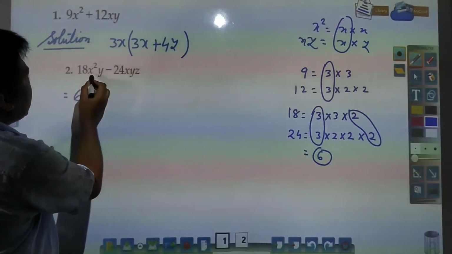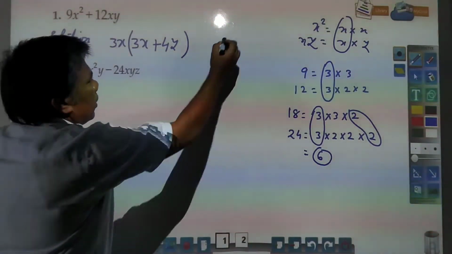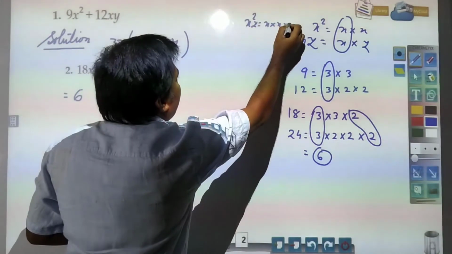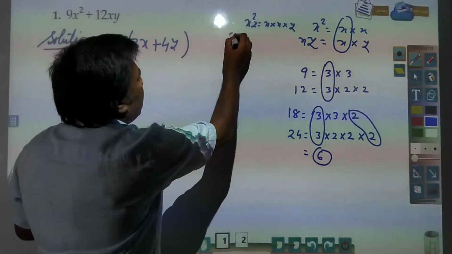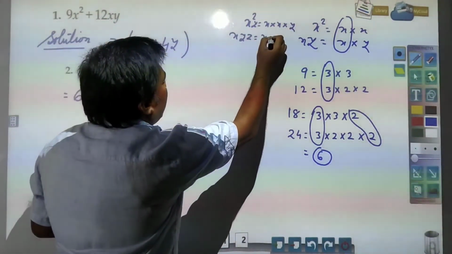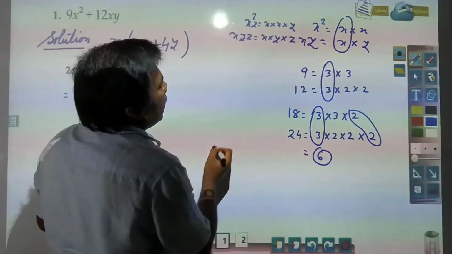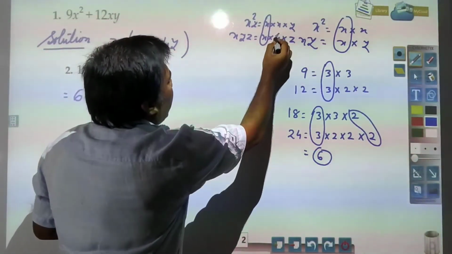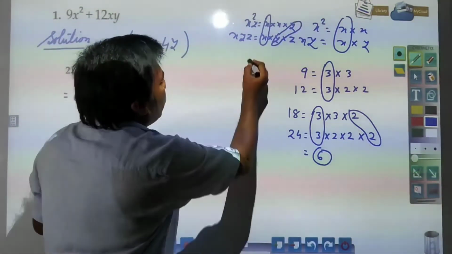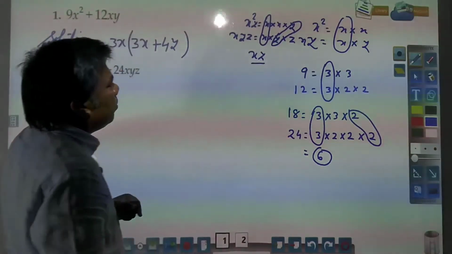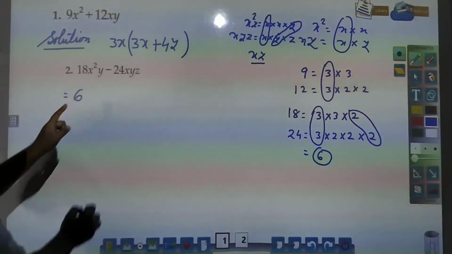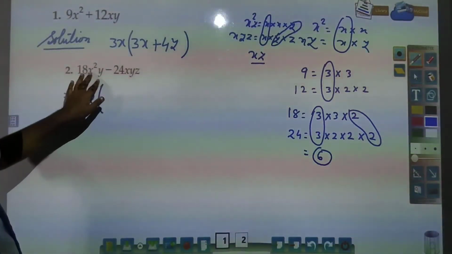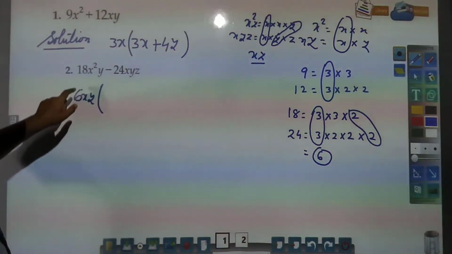And between x square y and xyz, x square y can be written as x into x into y, and xyz can be written as x into y into z. Now you see what common you have: x is common and y is common. So xy is common. So we can write down 6xy. Now you see what you have left inside.